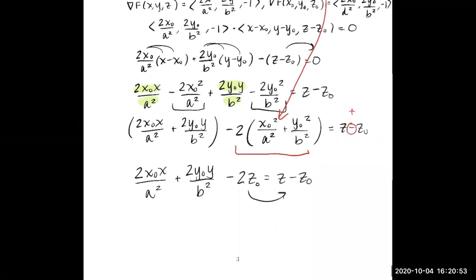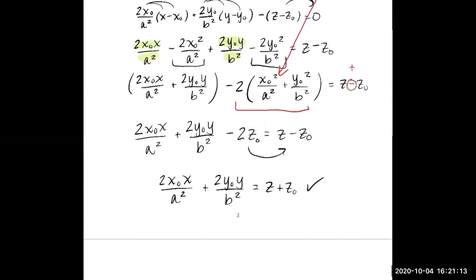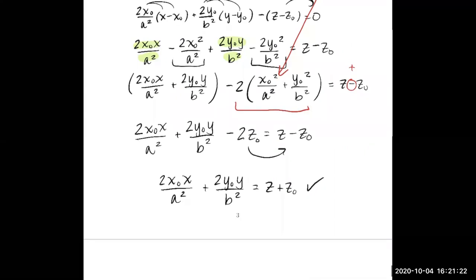And hot dog, we can add it over to the other side. And we conclude that 2x naught x over a squared plus 2y naught y over b squared equals z plus z naught, as we were supposed to show. All right, so this concludes our section over tangent lines and normal vectors. Looking forward to the next section, we'll be talking about maxima and minima of functions of two variables, so stay tuned.